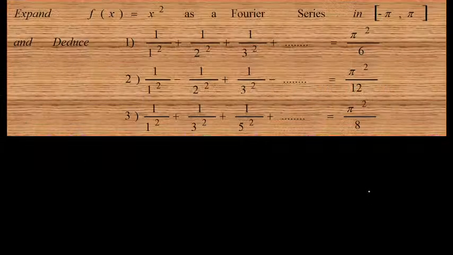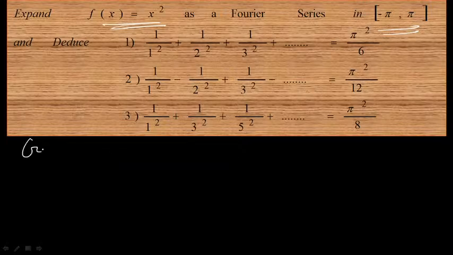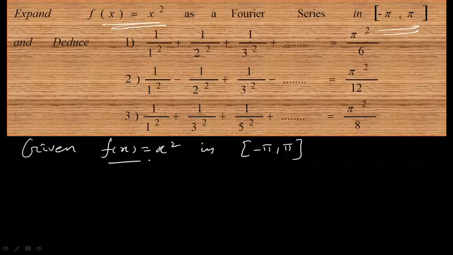Now, let me move into the problem section. Expand this function f of x equal to x squared as a Fourier series in the closed interval minus pi comma pi. First we have to find the Fourier series representation of the given function f of x equal to x squared, given in the closed interval minus pi comma pi. Whenever you write the function, you have to write the function along with the interval. That is a must.